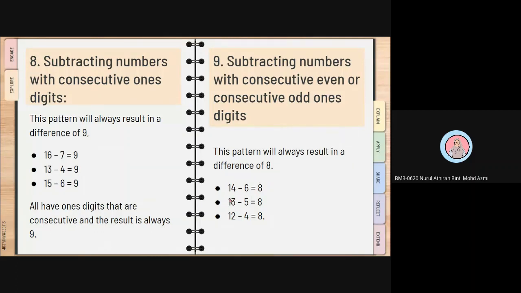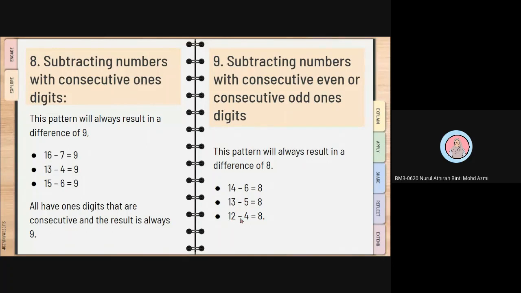Okay, second example, 13 minus 5. The minuend in this equation has a one digit of 3. So 3, 5 is consecutive odd numbers. 14 minus 6 is consecutive even, so 4, 6 is even. And 3, 5 is odd numbers.